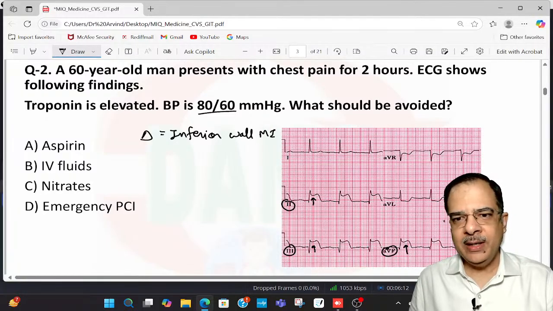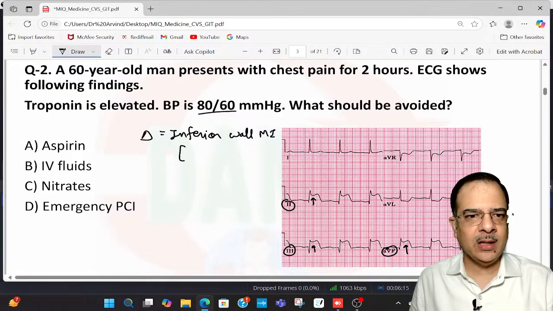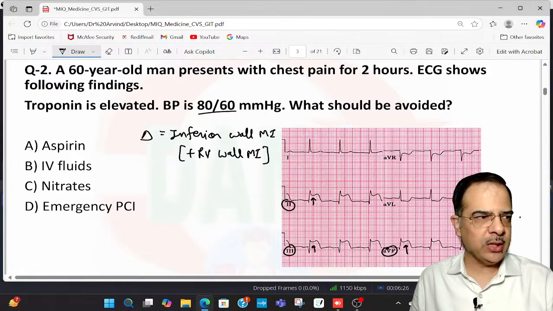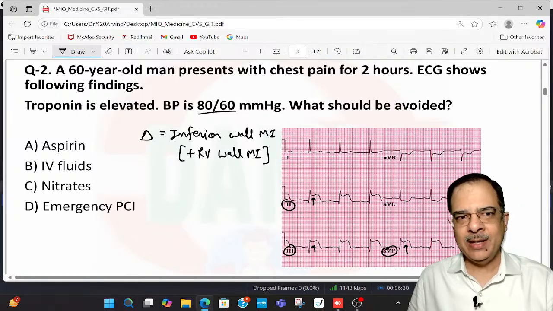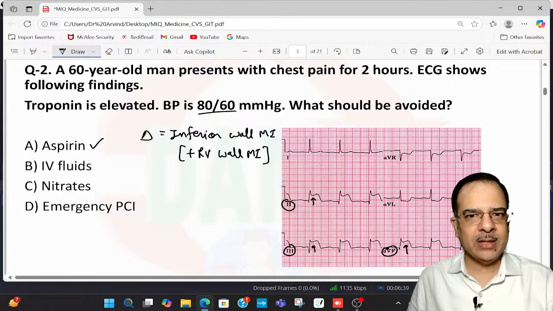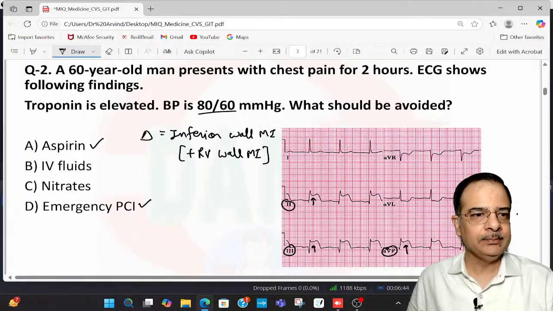And inferior wall MI is very commonly associated with right ventricle wall MI, because the arteries which supply these two are the same. And troponin is elevated, so this is a case of myocardial infarction, clear cut. BP is 80/60, so here the blood pressure is low. What should be avoided? Can we give aspirin? Yes, aspirin is to be given. Can we go for an emergency PCI in this patient? Yes, we can go for angiography here.